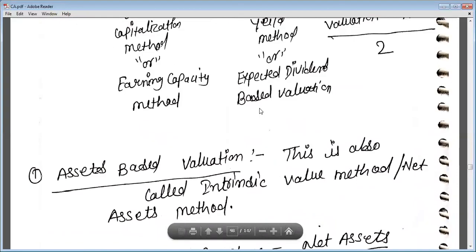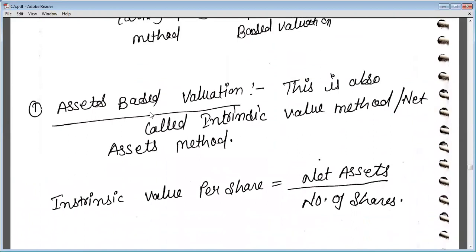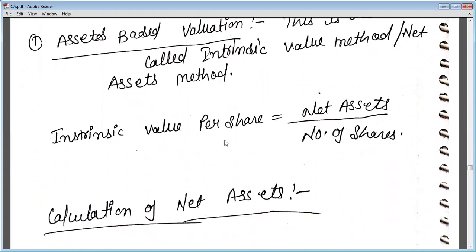Okay. Now let's move on. First method, let's discuss the first method, that is assets-based valuation. This is also called intrinsic value method and net assets method. See the formula of assets-based valuation. Intrinsic value per share is equal to net assets upon number of shares. First we have to calculate net assets, then we will divide that net assets by number of shares. That will be the intrinsic value per share.